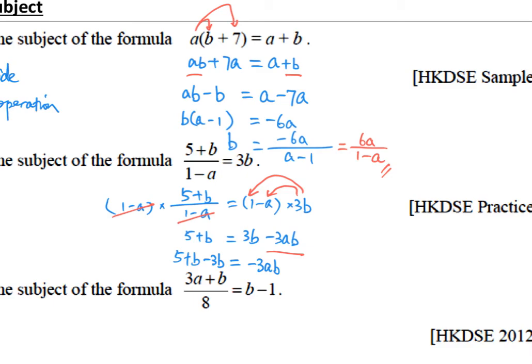How many terms including a, including the subject? Only one term, right? So keep that term on the right hand side, move the other term to the left hand side. Now, b minus 3b, how many? 1b minus 3b. So this is 5 plus, oh, not plus, minus 2b equal to negative 3ab.